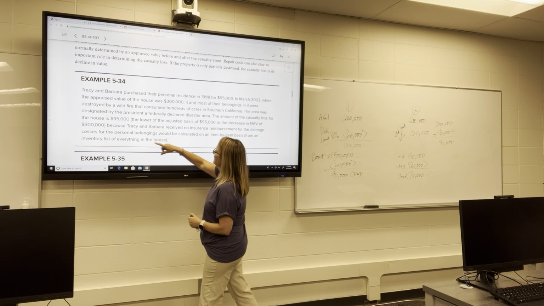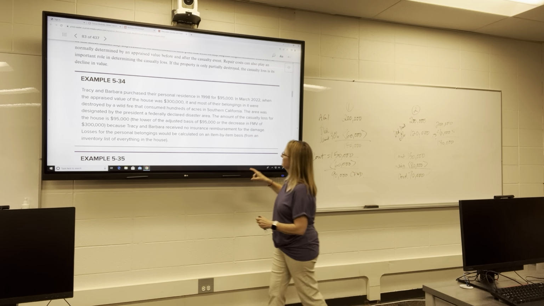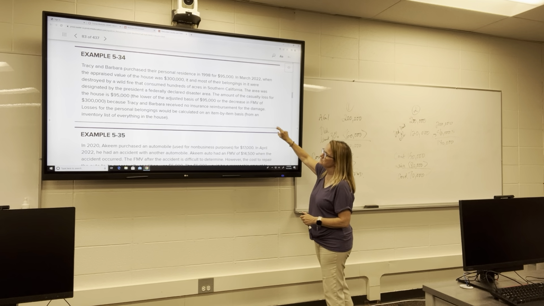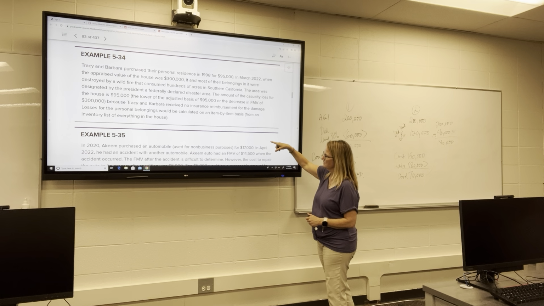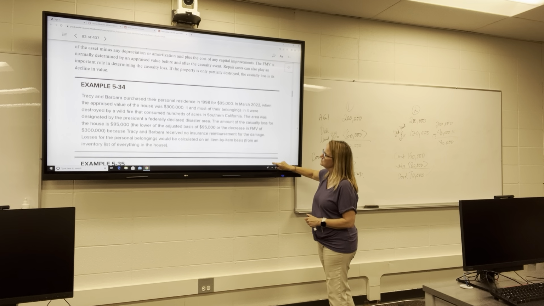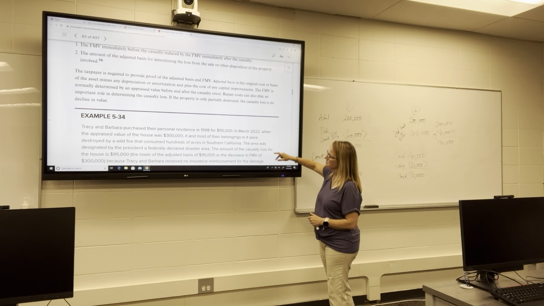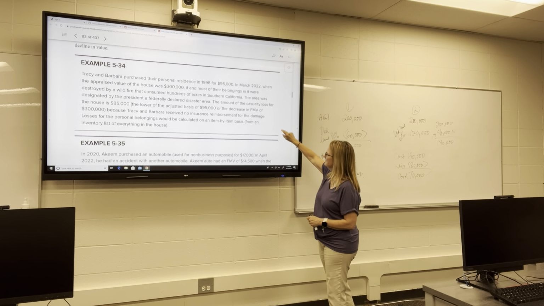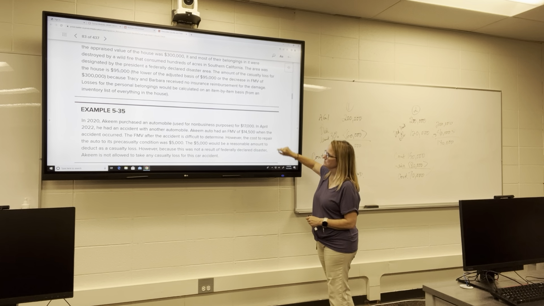Losses for the personal belongings would be calculated on an item-by-item basis from an inventory of everything in the house. So they would get to take it as long as they itemized and as long as the loss was more than 10% of their adjusted gross income.